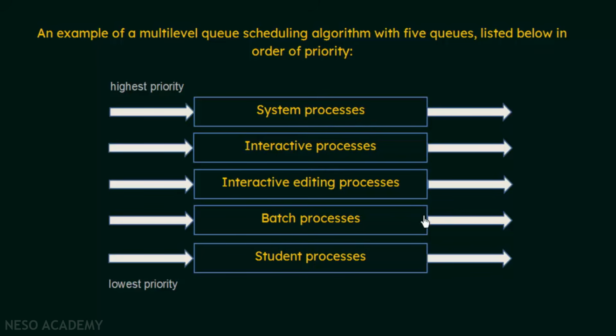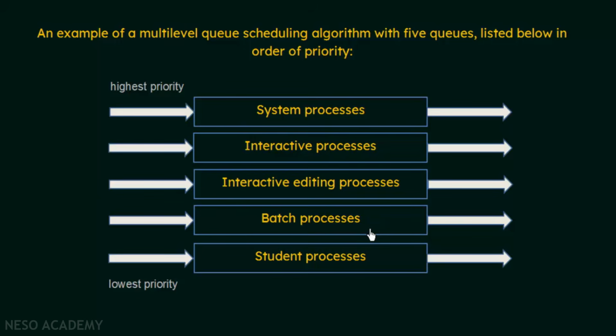Now let's take another example. Let's take the example of the batch processes. So let's say that the batch processes are having some processes in it which are ready to be executed, and also there are some processes in the student processes which are also ready to be executed, and all the other queues above this are empty. So if you see among student processes and batch processes, which queue is having the higher priority? It is the batch processes. So the processes in the batch process queue will be allowed to do its execution because all the other queues above it with higher priorities are all empty.